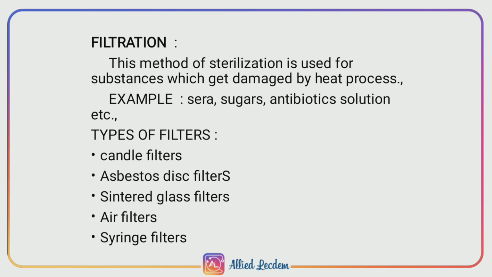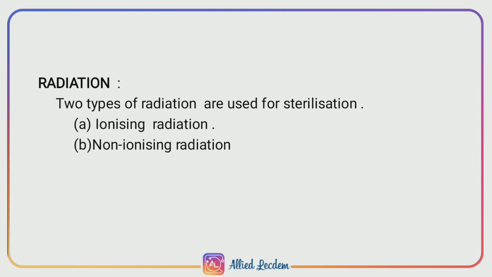Filtration. This method of sterilization is used for substances which get damaged by heat process. For example, sera, sugars, antibiotic solution, etc. There are some types of filters which include candle filters, asbestos disc filters, sintered glass filters, air filters, and syringe filters.